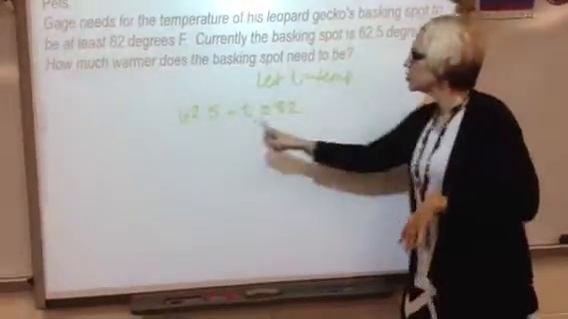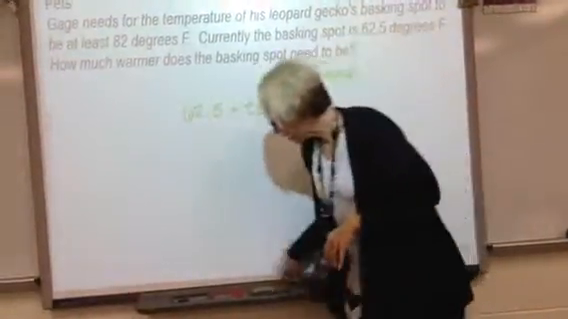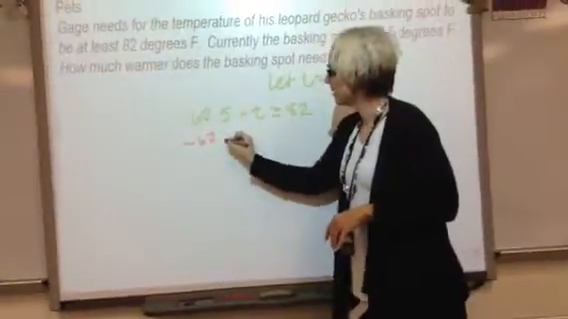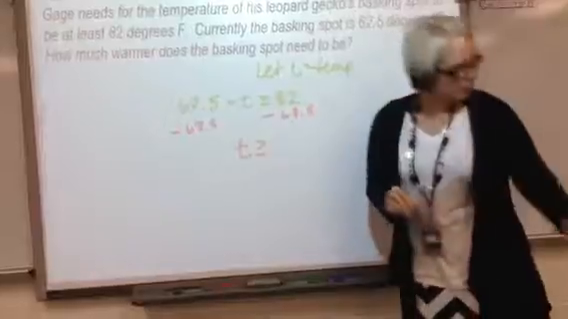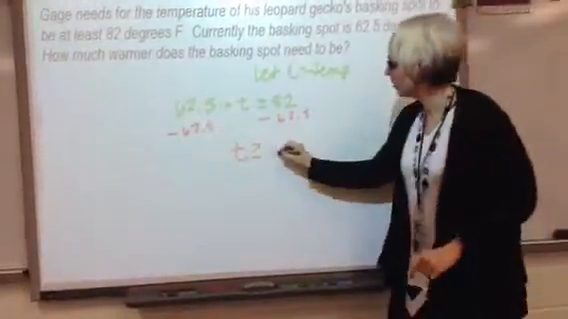So I want to solve for this now. So I'm going to subtract 62.5. And we get T is greater than or equal to... When we subtract that, we get 19.5.